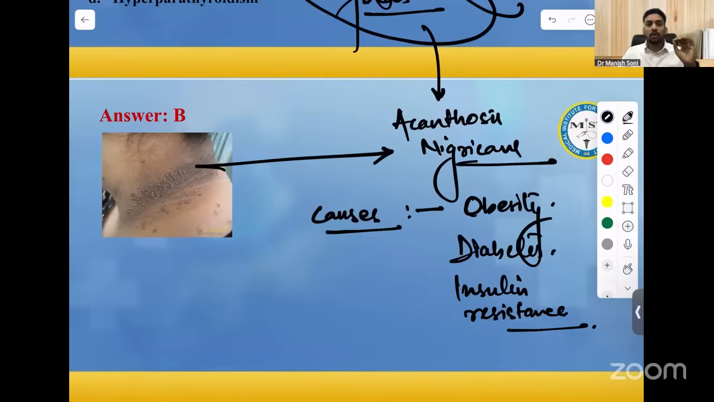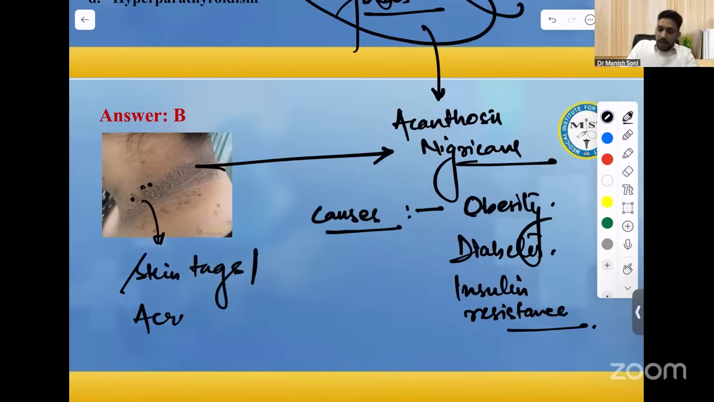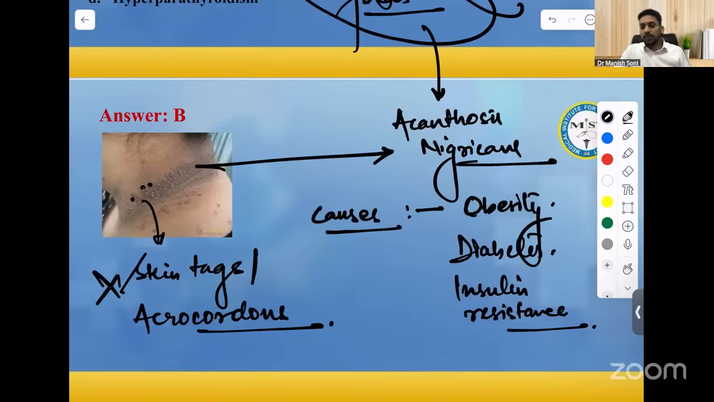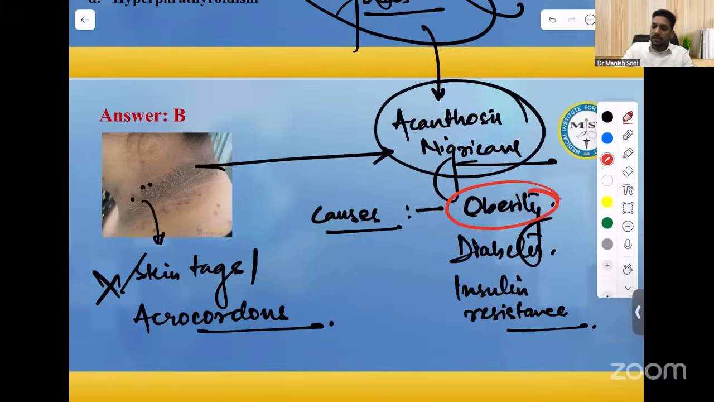And later on, over this fold, the patient can also develop these skin tags. You can see these projections of skin coming out. These are known as skin tags or acrocordons. Never has a question been asked on acrocordons. That is not important. But remember, acanthosis nigricans is associated with metabolic syndrome, diabetes, obesity. Among them, the most common cause is obesity.